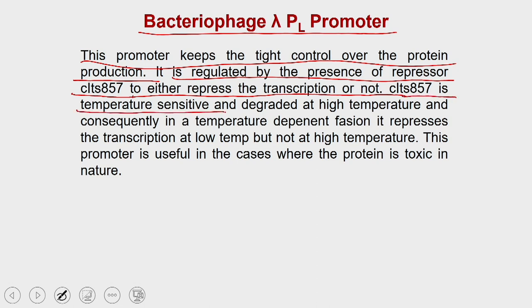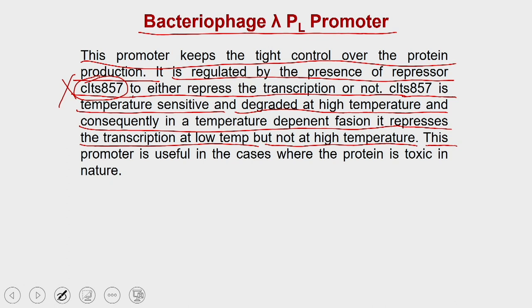CI857 is temperature sensitive and it degrades at a high temperature, and consequently, in a temperature dependent fashion, it represses the transcription at low temperature but not at high temperature. So if you increase the temperature, the factor will get degraded, and as a result it is not going to repress. At low temperature it is going to function, so it will repress the transcription. But once you change the temperature, like from 37 to 42, that will degrade this particular repressor, and once it is degraded, there will be no repression onto the promoter, and as a result it is going to give you the protein.